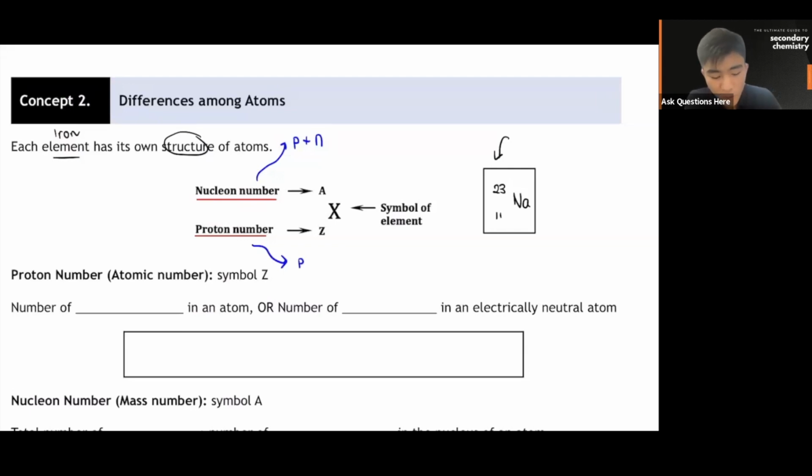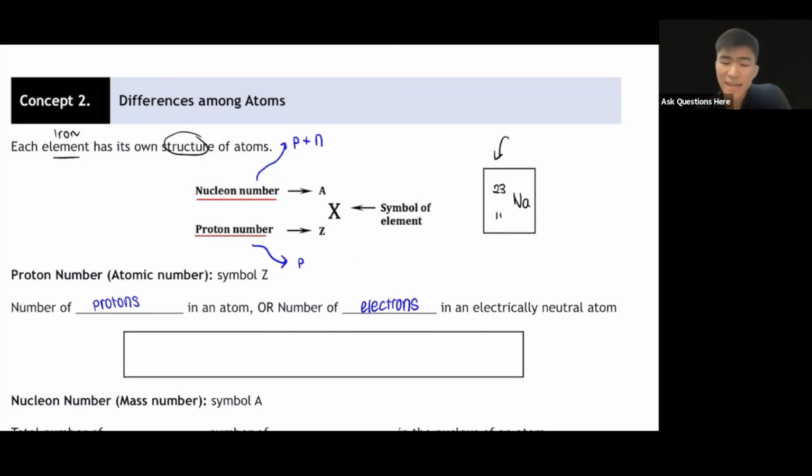Okay, so always you see nucleon number is the bigger number, proton number is the smaller number. Can follow so far? All right, let's look at proton number first. Proton number is basically talking about the number of protons in an atom, or the number of electrons in an electrically neutral atom.